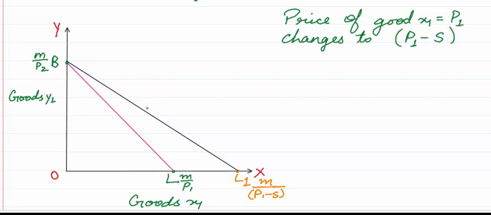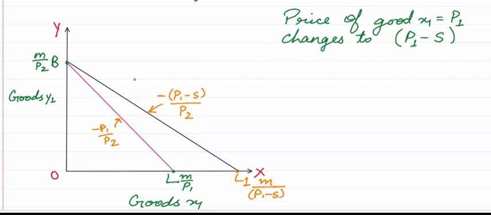Now looking at the slope of the lines, budget line BL has the slope of minus P1 by P2, whereas the new budget line has a slope of minus (P1 minus S) by P2. Slope is always negative, because with respect to the other commodity, the first commodity decreases. So if the person is consuming more of X1, he has to decrease the consumption of Y1 goods. So there is an inverse relationship, and to show that we take the negative slope.